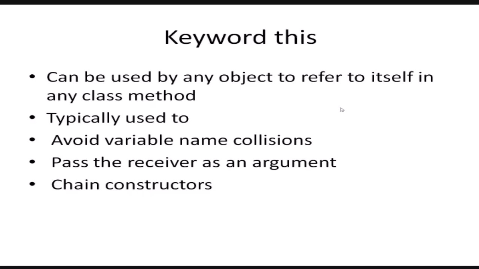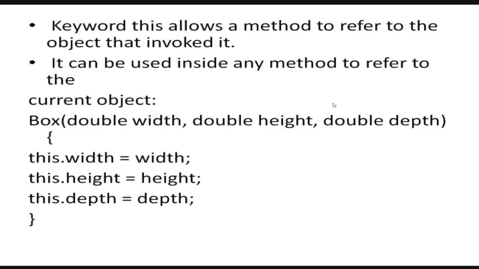The keyword this is used by any object to refer to itself in any class method. Typically it is used to avoid variable name collisions, pass the receiver as an argument, and chain constructors. This keyword allows a method to refer to the object that is invoked in it. It can be used inside any method to refer to the current object.